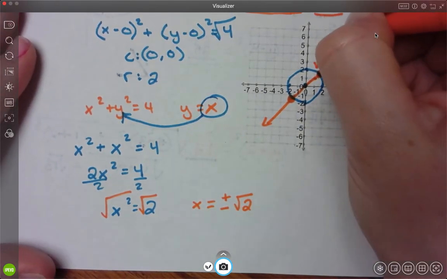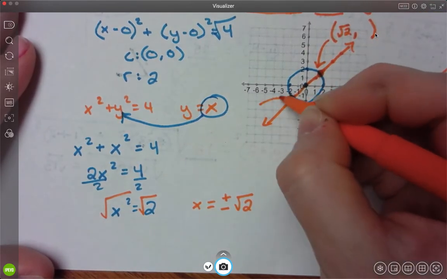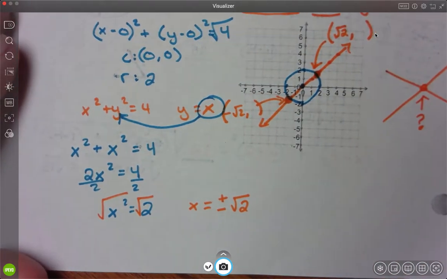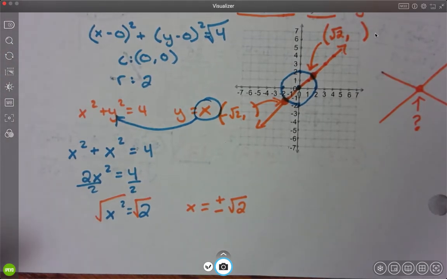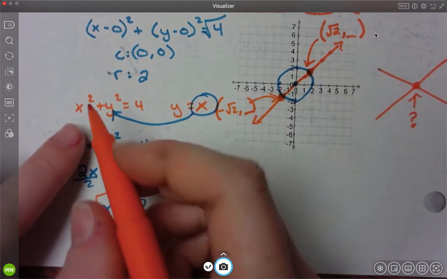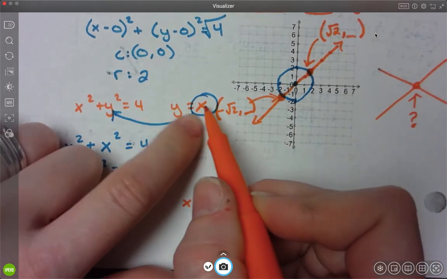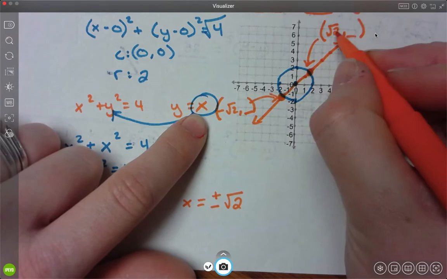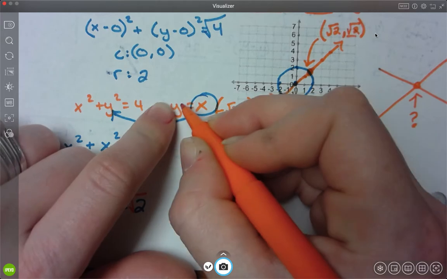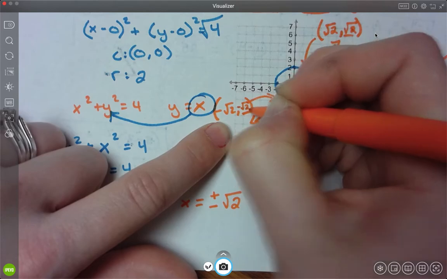This point right here is going to be positive square root of 2 comma something, and this one will be negative square root of 2 comma something. That's those 2 points. So that's where I get the 2 answers, the plus and the minus. Then I have to figure out what the y coordinate is. I can either plug x in here, or plug x in here. Well, this one just says y equals x. So if x is square root of 2, the y is also going to be square root of 2. If x is negative square root of 2, this will also be negative square root of 2.